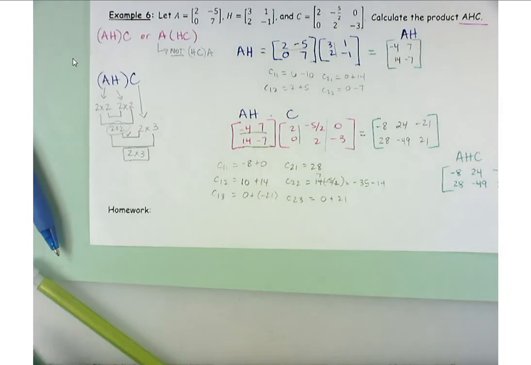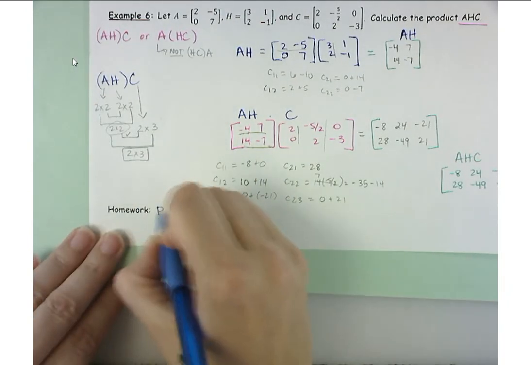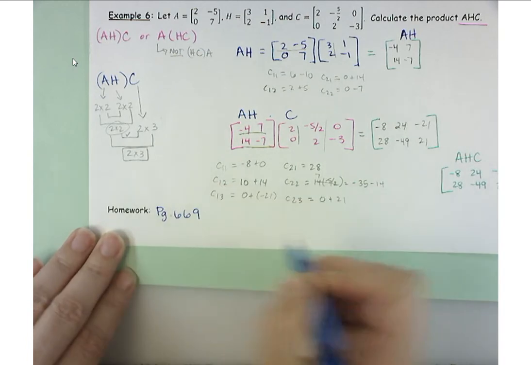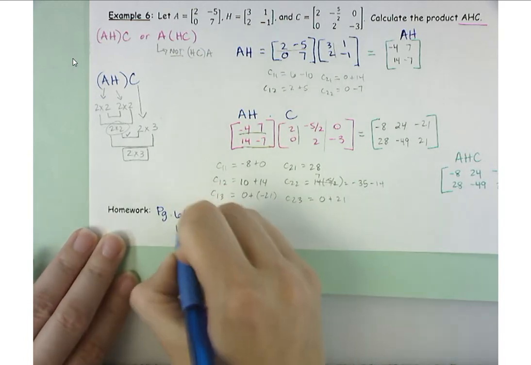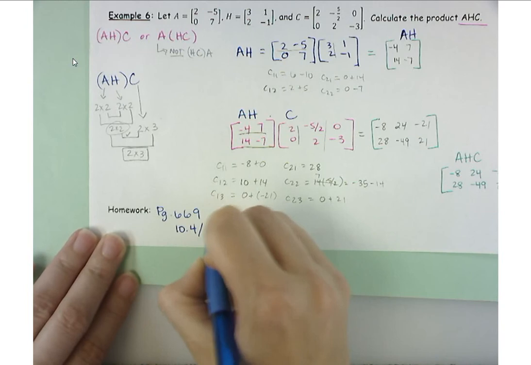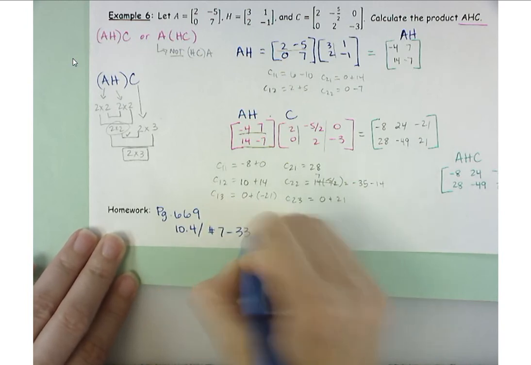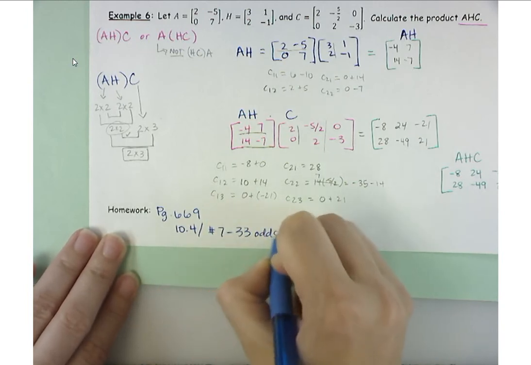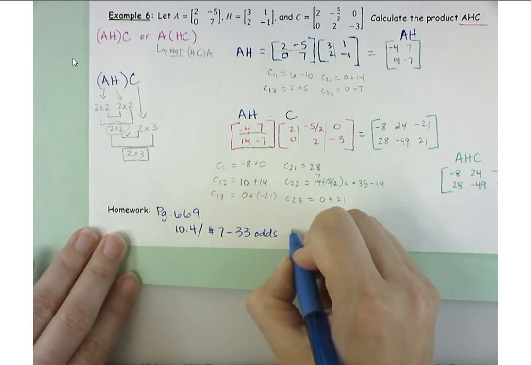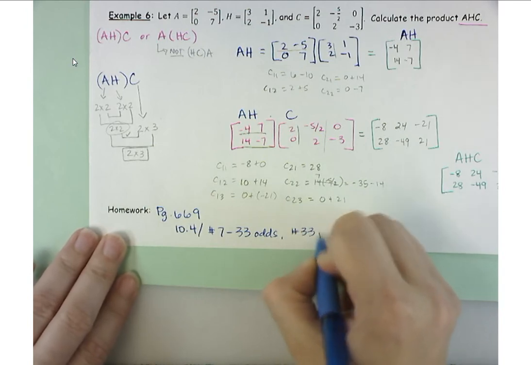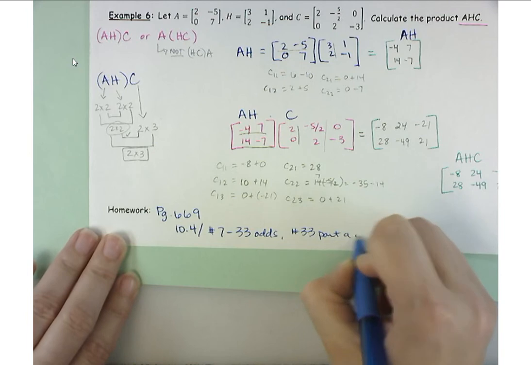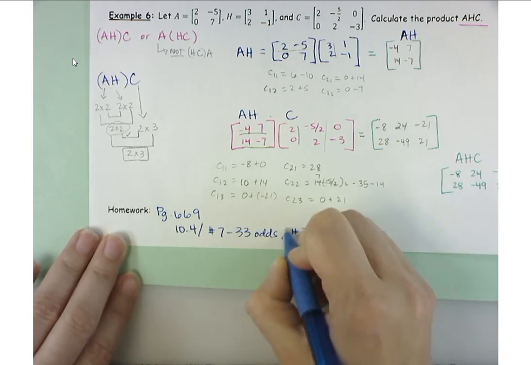Okay, and then your homework is going to be page 669. This is 10-4. And you're doing 7 through 33 odds. And then number 33, you only have to do part A. Okay, and that's for 33 only.